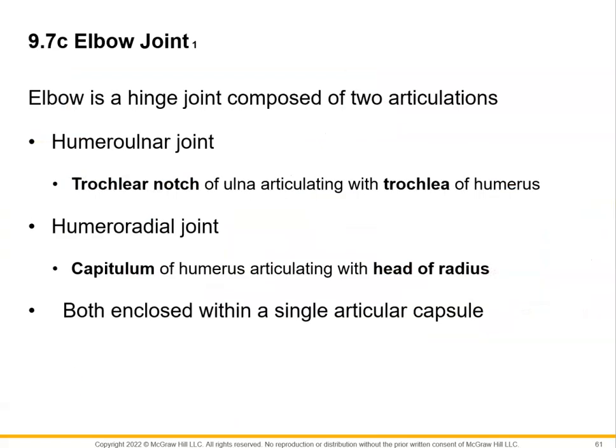The next joint I want you to be familiar with is the elbow joint. The elbow is a hinge joint that's actually composed of two articulations, the humero-ulnar joint and the humero-radial joint. The humero-ulnar joint consists of the trochlear notch of the ulna articulating with the trochlea of the humerus, and the humero-radial joint consists of the capitulum of the humerus articulating with the head of the radius. Both of these joints are going to be enclosed within a single articular capsule.